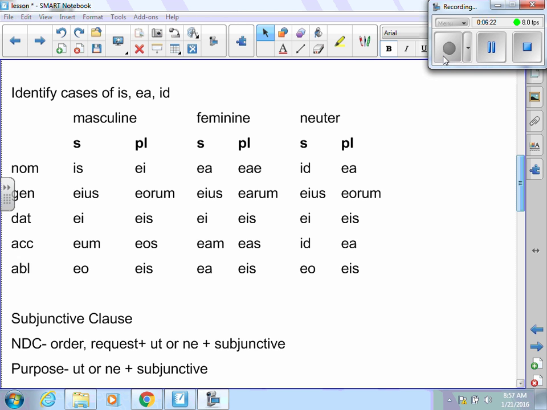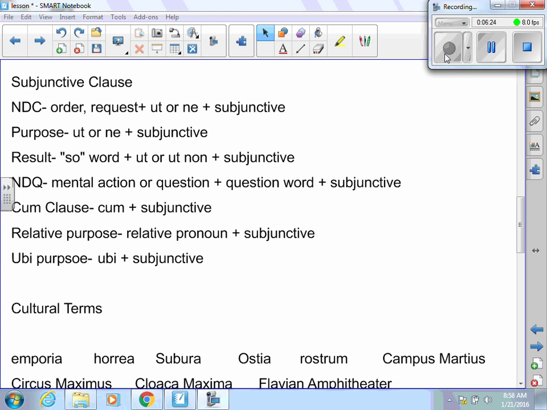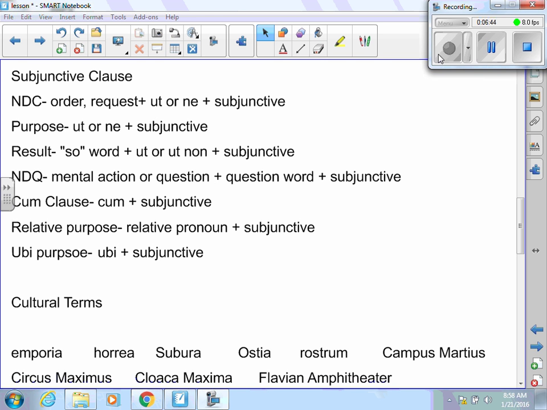The next thing that we have is subjunctive clauses. You're going to have an indirect command, purpose clause, result clause, indirect questions, cum clause, relative purpose clauses, ubi purpose clauses. Those are subjunctives that we have used up until this point. So for an indirect command, you're going to have some kind of ordering word or requesting word plus ut if it's positive, nay if it's negative, and then the subjunctive. For the purpose clause, you're going to have ut or nay plus the subjunctive.